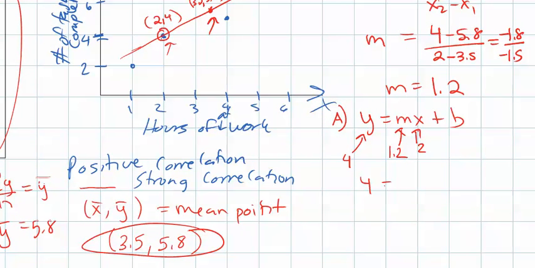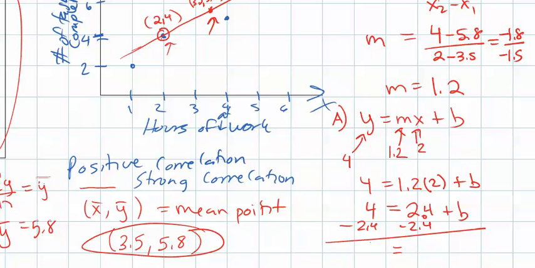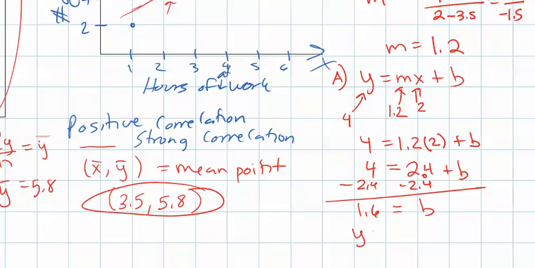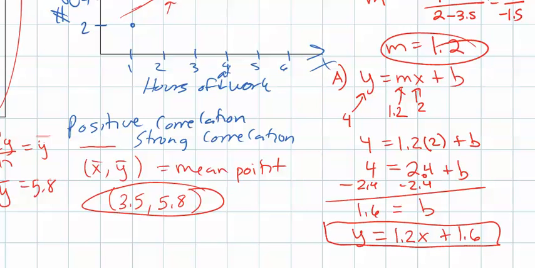Okay, so 4 is equal to 1.2 times 2 plus b, and so let's calculate that. 1.2 times 2 gives me 2.4 plus b is equal to 4. Now let's move this 2.4 to the other side. So 4 minus 2.4 gives me b is equal to 1.6. So if I were to write the equation of my line, y is equal to 1.2x plus 1.6. There is the equation of my line in the form y equals mx plus b.